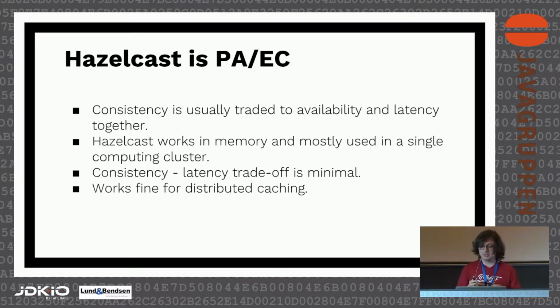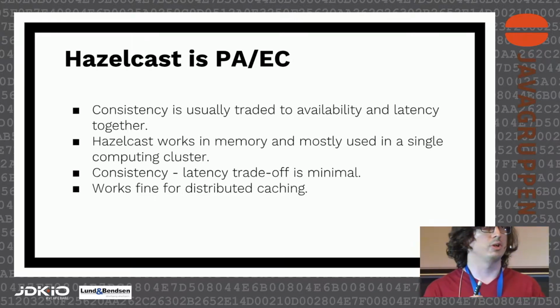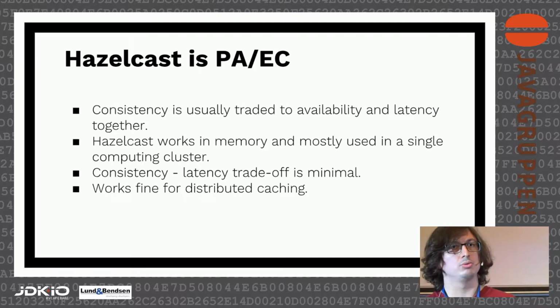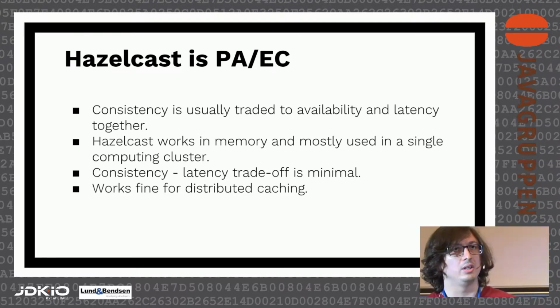But the thing is, consistency is usually traded to availability and latency together. For instance, in systems like Zookeeper, you maintain strong consistency for both during normal operation and network partition. So these systems are PC/EC, consistent all the time. And on the other hand, when you give up on consistency, you favor latency during normal operation by making use of eventual consistency models, and you remain available during network partitions, like Dynamo-style databases. So these systems are PA/EL.